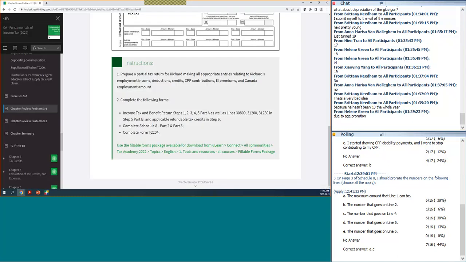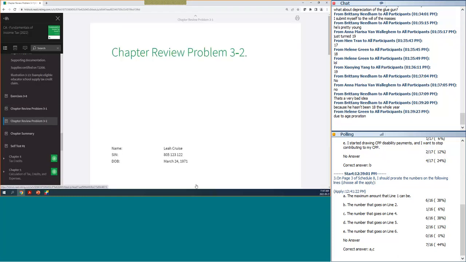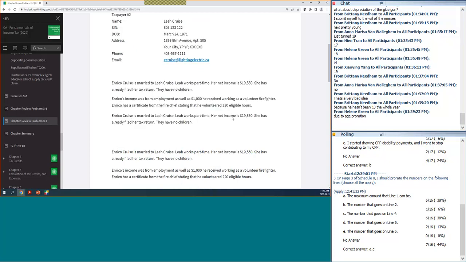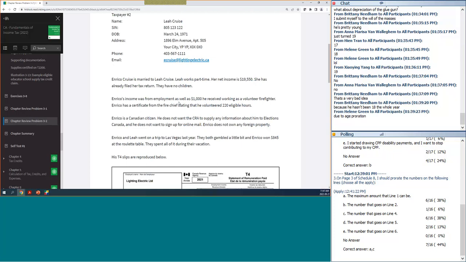Good. Let's do the next review problem, and then we're done. So we have Enrico Cruz, who's married to Lee. Lee works part-time. We know her net income. She's already filed a tax return. They have no children. Okay, his income was from employment and a volunteer firefighter, and he has a certificate.